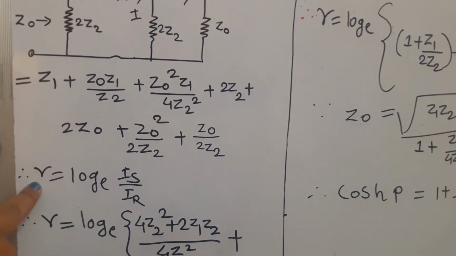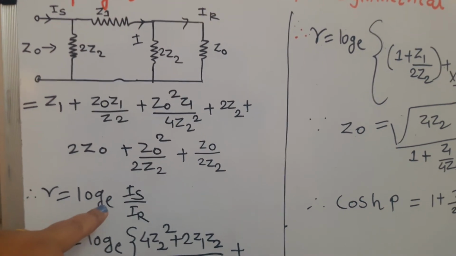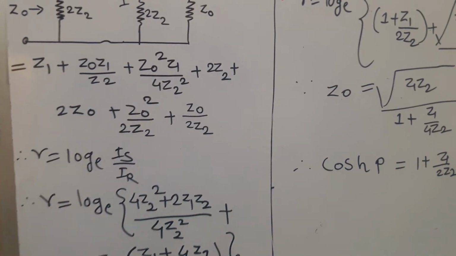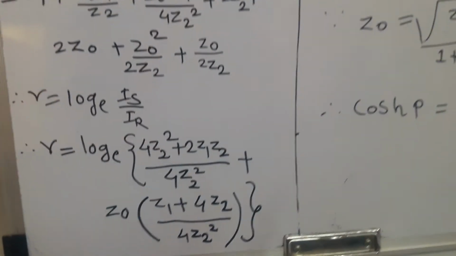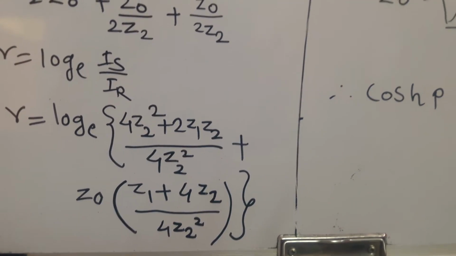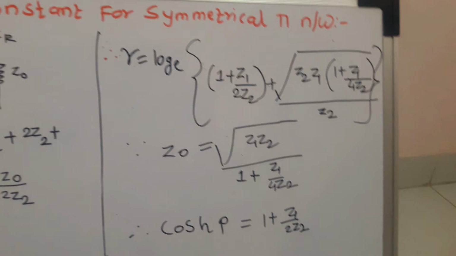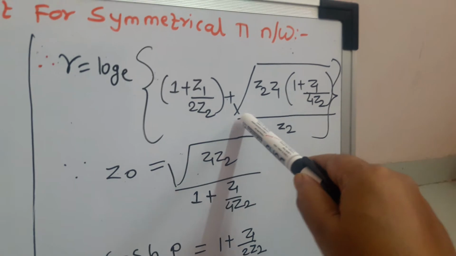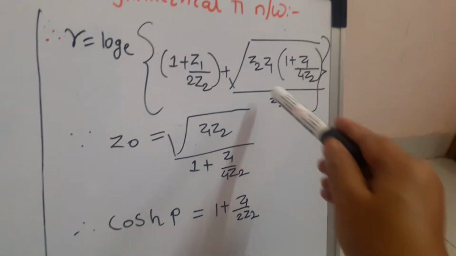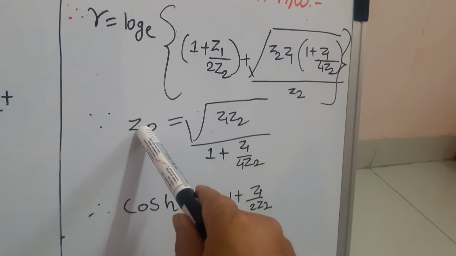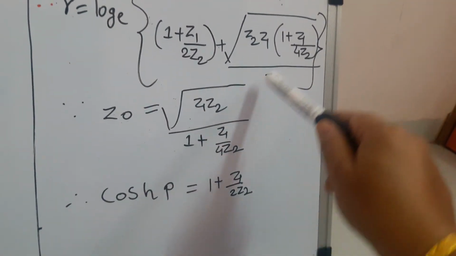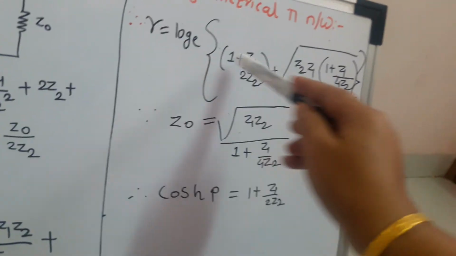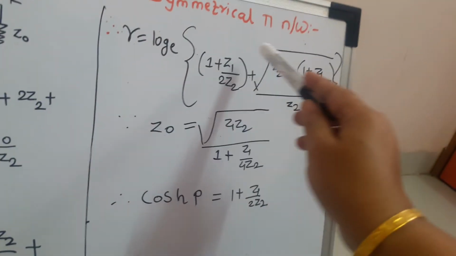Write down the value of gamma, that is the propagation constant. Gamma is equal to log to the base e of the ratio Is by IR. So we will write down all these terms after adjustments. Then we further solve it and we will have these terms like 1 plus Z1 upon 2 times Z2 plus the square root of this thing. What is this square root? This is nothing but the value of Z0, the characteristic impedance. So we have put the characteristic impedance value here. Again we further solve. e raised to power gamma is equal to this thing.